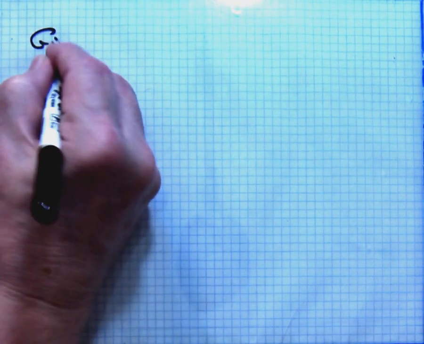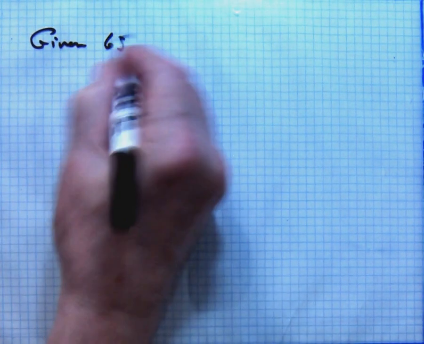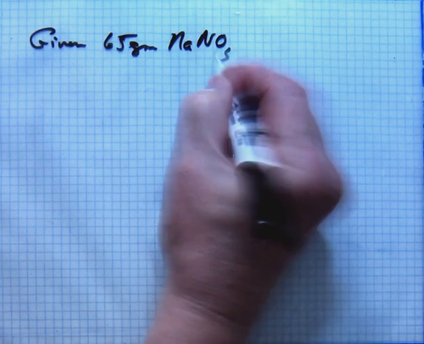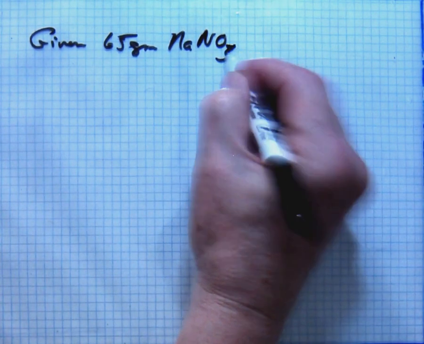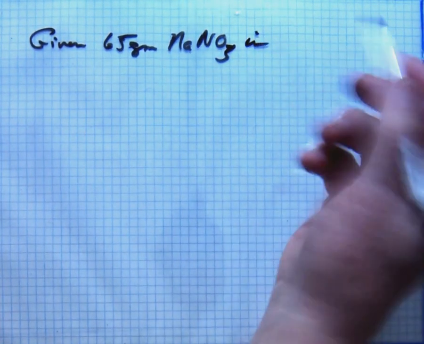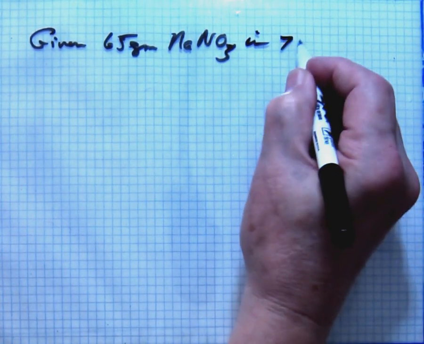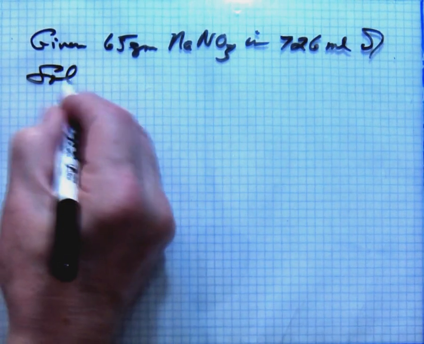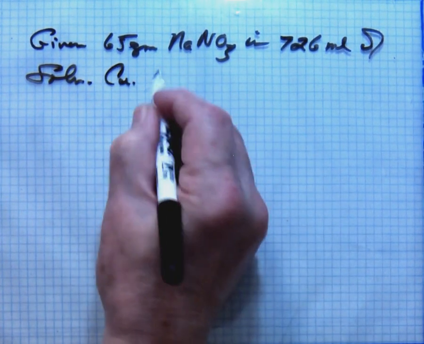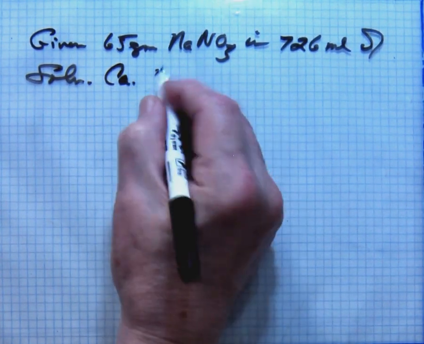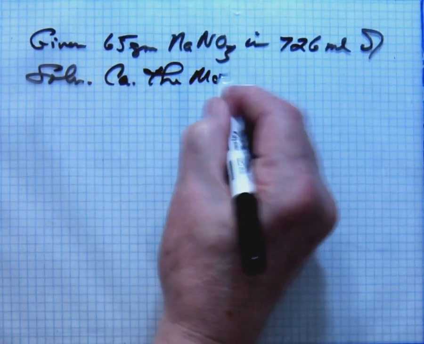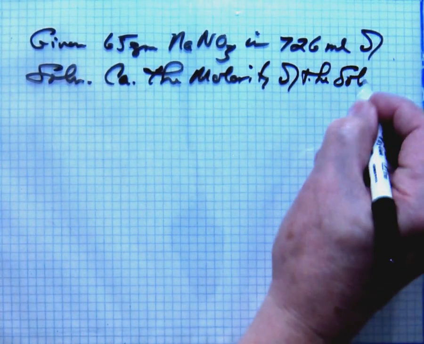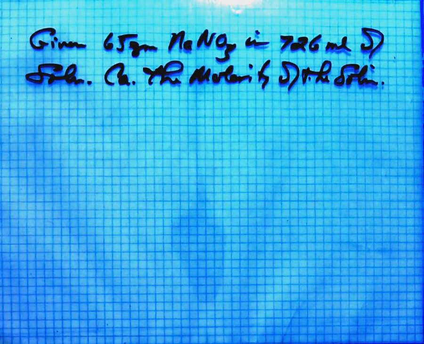Say you're given 65 grams of sodium nitrate, and 726 milliliters of solution. Calculate the molarity of the solution of sodium nitrate.